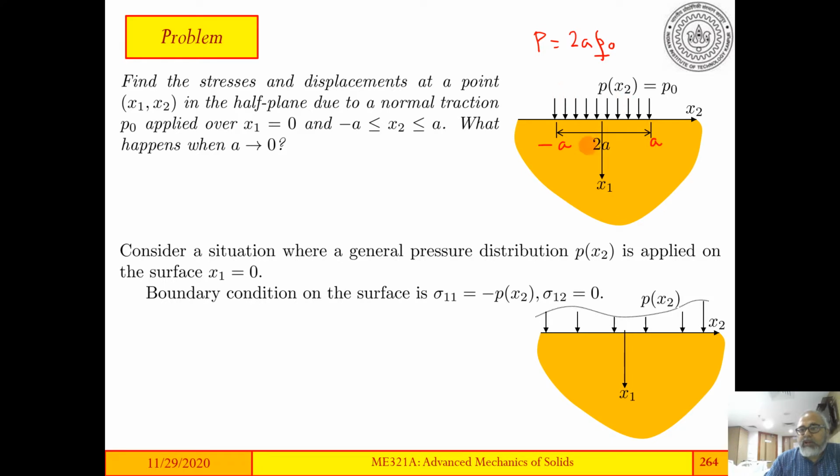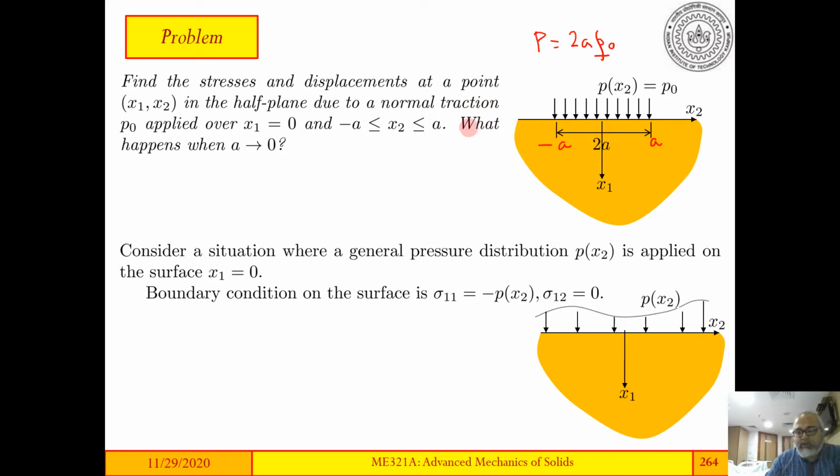The width in the out of plane direction for plane strain problems, we generally take it to be 1. So the area of the punch is 2a. The total load is 2a times P naught into 1. That is the total load that you've applied, and that is distributed as this.